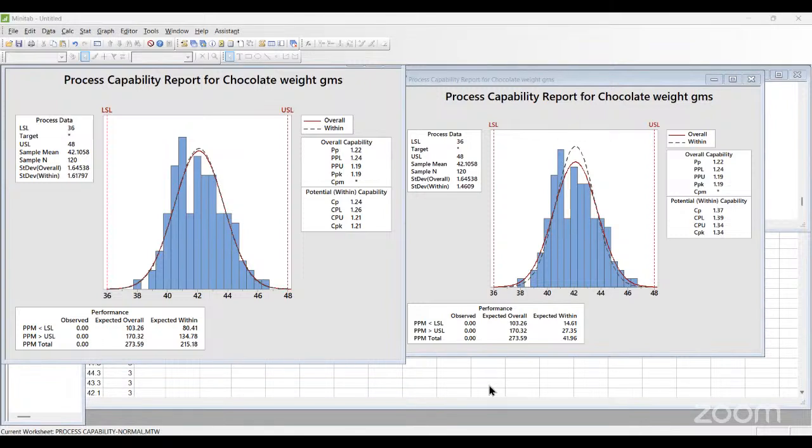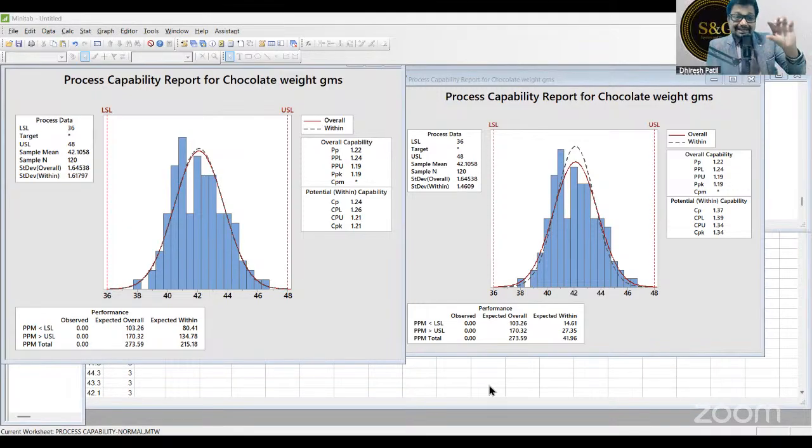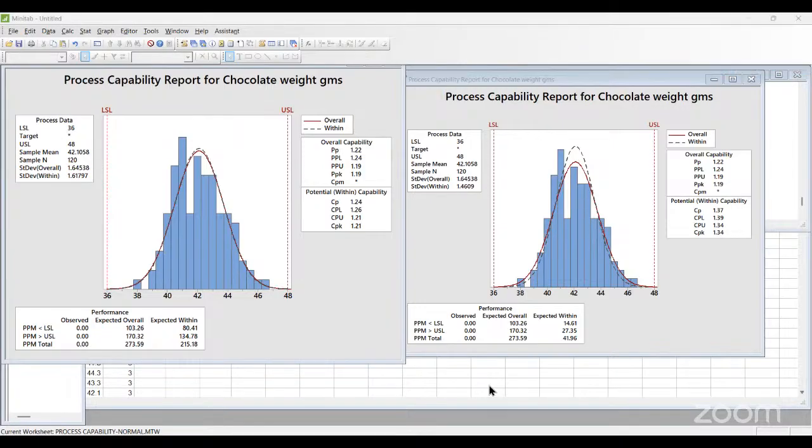So when will the subgroup size be 3? When you are taking, let's say, in the beginning of the shift, 3 locations. There are 3 multiple locations on the film, and you are taking readings at those 3 locations. That is subgroup size 3. At one instant itself, you are taking multiple readings. That is called subgroup size 3.